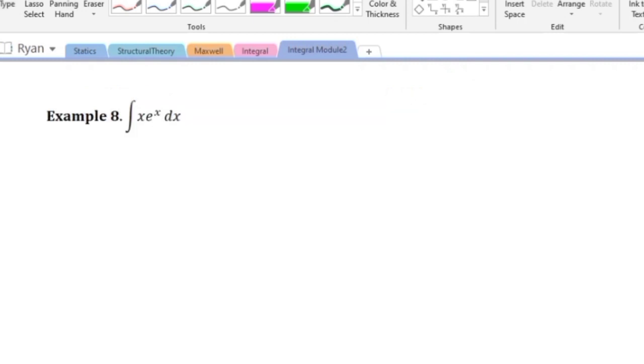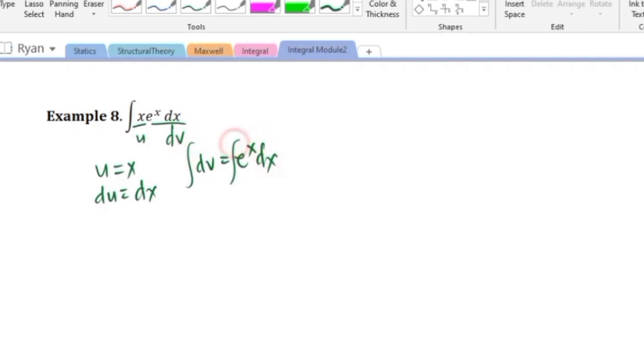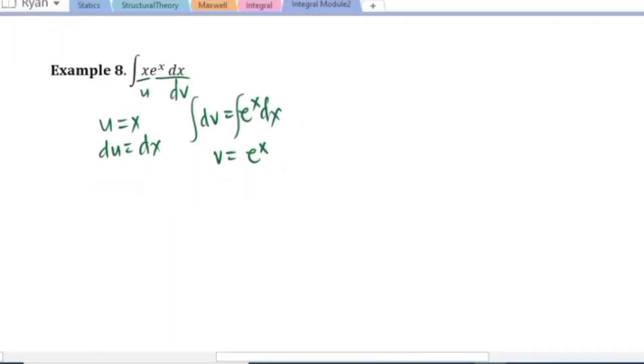Example number 8, we have the integral of x multiplied by e to the x dx. So we let this as our u and this part here as our dv. So let u is equal to x, then du is equal to dx. dv is equal to e to the x dx. So taking the integral, we have v is equal to e raised to x.